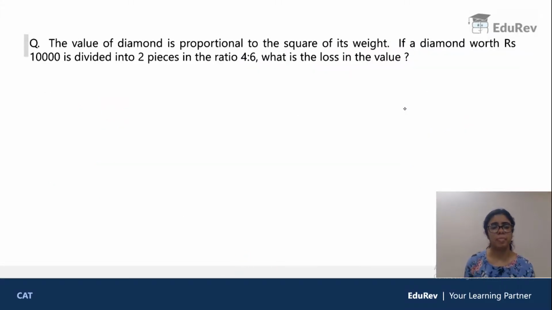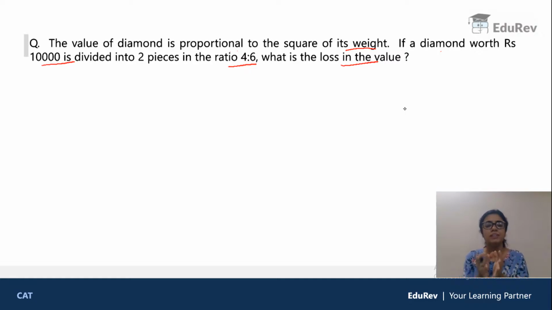What does it say? The value of a diamond is proportional to the square of its weight. If the diamond worth rupees 10,000 is divided into two pieces in the ratio 4:6, what is the loss in the value? They are asking you what is the loss.